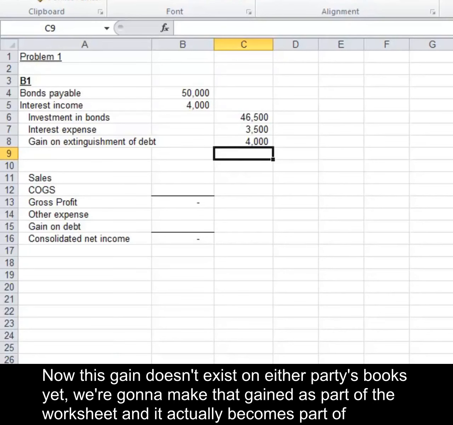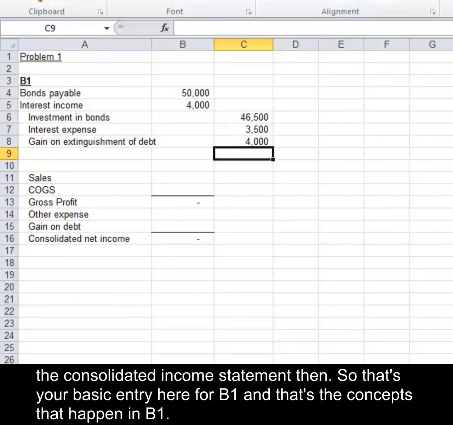Now this gain doesn't exist on either party's books yet. We're going to make that gain as part of the worksheet, and it actually becomes part of the consolidated income statement then. So that's your basic entry here for B1, and that's the concepts that happen in B1.